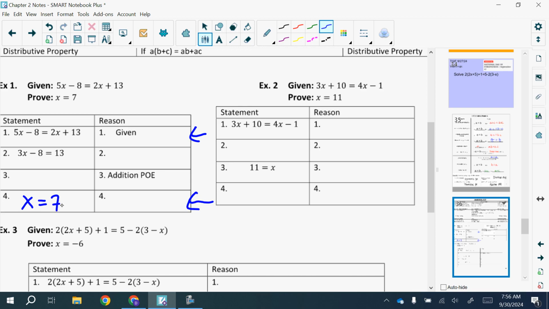All you're doing is solving this like you normally would algebraically, except now you are justifying every single step you are taking with the properties that you just learned. So again, you always start with what you're given. Then next, we go from 5x minus 8 equals 2x plus 13 to 3x minus 8 equals 13. So how did we get from 5x to 3x? Well, we subtracted 2x from both sides. So subtraction, POE.